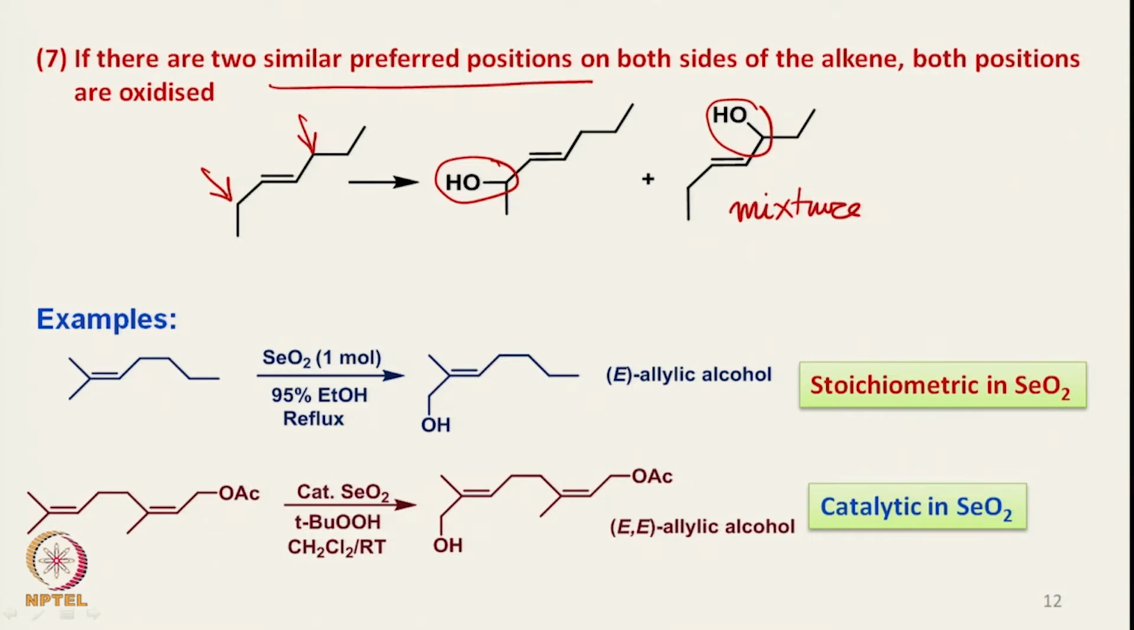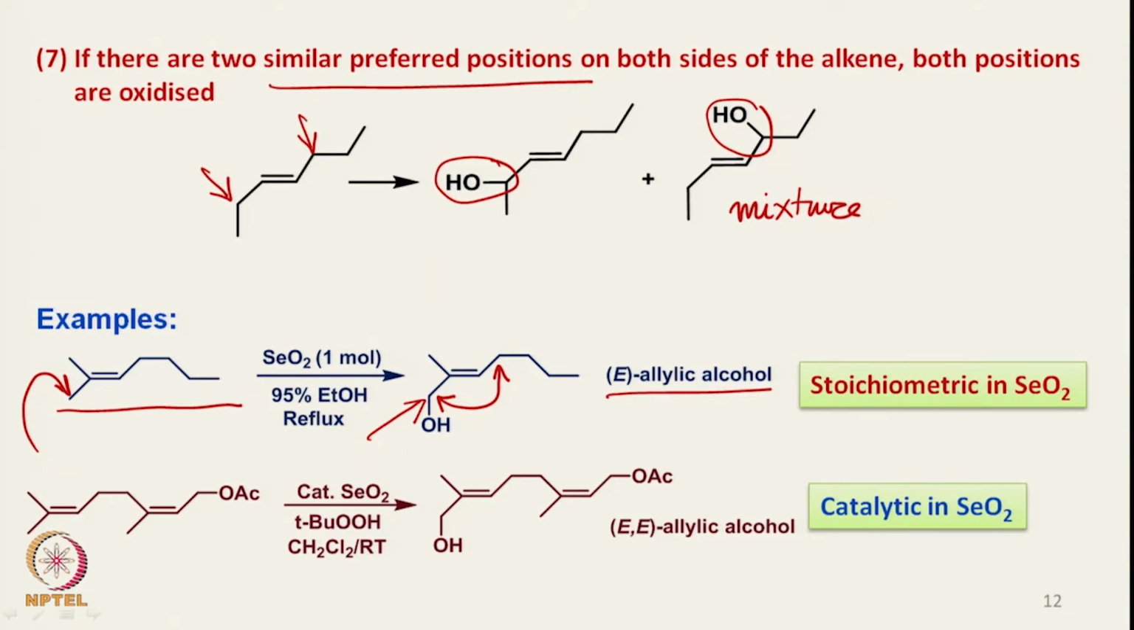Now, from an application point of view, one takes a substrate of this type. Now, once we do the selenium dioxide based reaction, in 95% ethanol you reflux it. So, the preferred position according to rule number 1 takes place and the introduction of the hydroxy group occurs at this disubstituted side of the double bond, and as you can see, as I mentioned earlier, that it is trans to the other side of the double bond and one gets E-allylic alcohol.